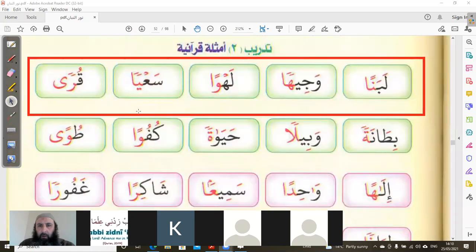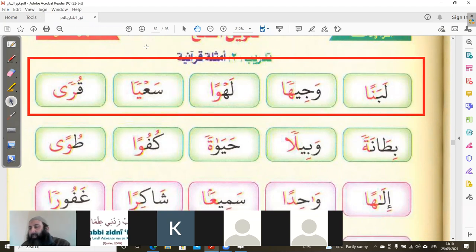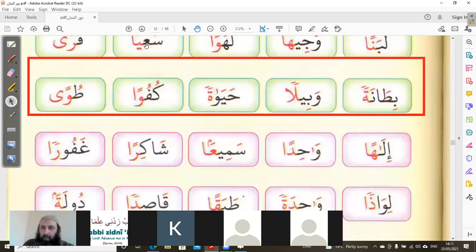Okay. Next, it will be for you, Hawa. Laban. Don't extend la. La doesn't have a mad to be extended. Labanan. Wajihan. Ji is extended, be careful. Wajihan. Lahwan. Good. Sa'yan. Quran. Good. Okay.